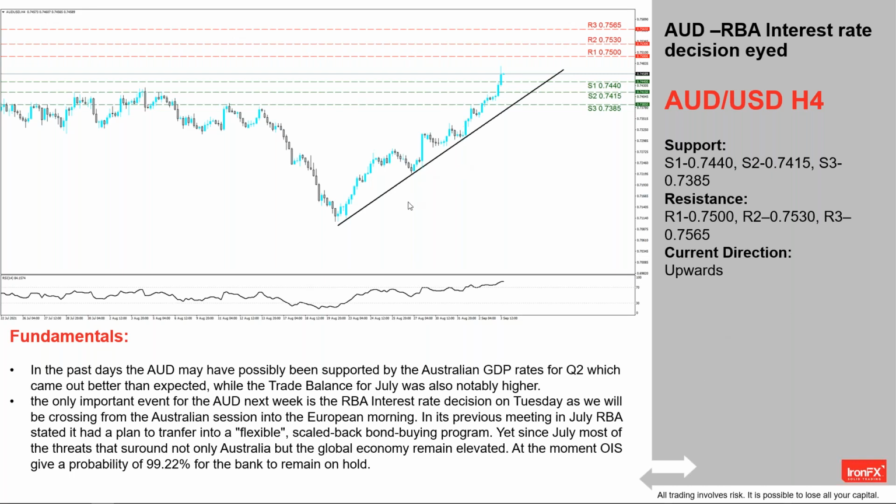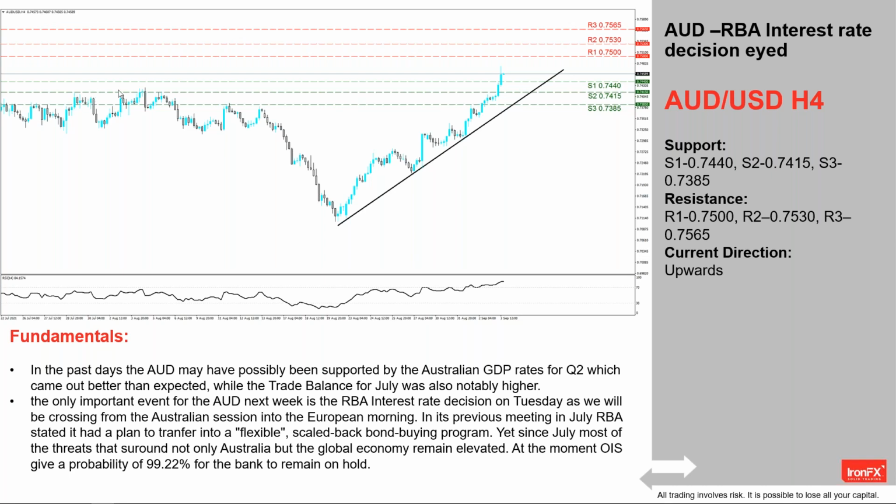Once again, technically, this is the AUD's 4-hour chart, which has cleared upward momentum, reaching a multi-month high. First resistance could be the 0.75 level. Above that, the 0.7530, and even higher, the 0.7565. Lower, if the currency pair is to move lower, the S1 0.7440 is imminent as the first possible support. Lower than that, the S2 0.7515 follows as the second support.